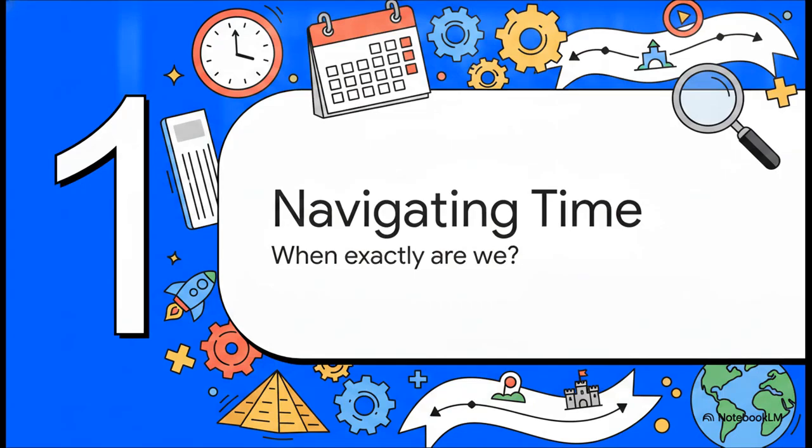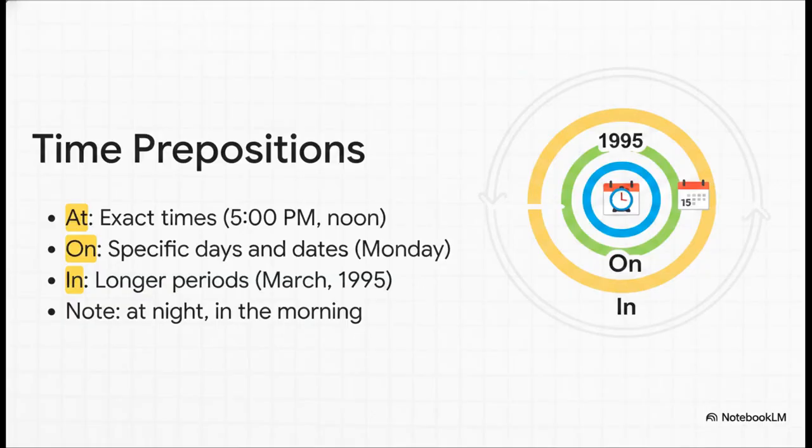When exactly are we? Okay, navigating time really just requires a bit of zooming in and out. Think of it like a camera lens. At the top, at is for a super specific zoomed-in pinpoint of time, like a literal dot on your watch, at 5 p.m. Now zoom out a little bit to on. This is a bit wider. It covers a whole day or a date on your calendar, like on Monday. Zoom out one more time and you get in. This is the widest lens, used for massive chunks of time, like whole months or even years, in 1995.